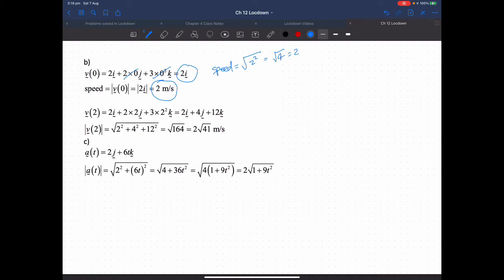When time is 2, I can substitute into the velocity formula as I have done here, and I've got 2i plus 4j plus 12k. To find the speed, I have the square root of, I have 2i, so 2 squared, plus the 4j, 4 squared, plus the 12k, plus 12 squared. Tidying that up, that will give me 2 root 41 meters per second.